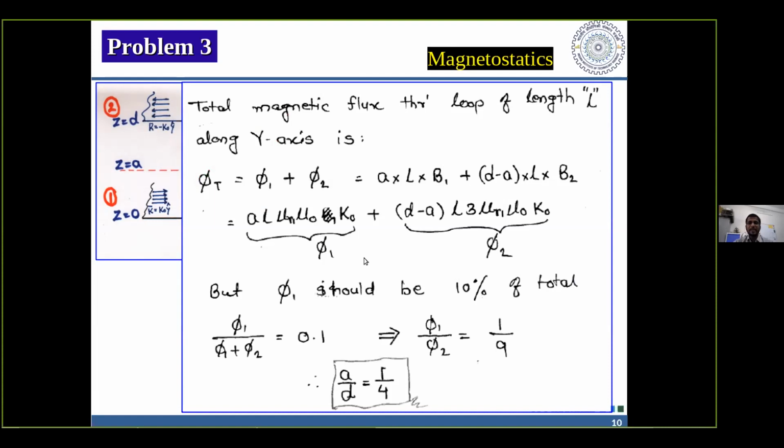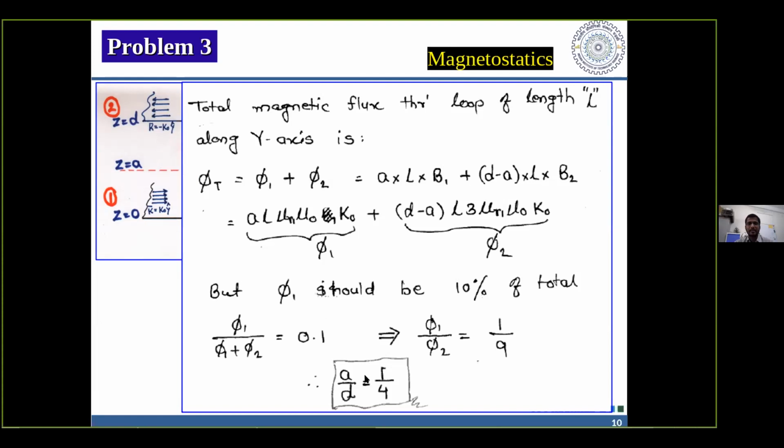So what is given? It is asked that phi 1 should be 10% of the total. So phi 1 over phi 1 plus phi 2 should be 0.1. If you substitute these terms in this formula, you will get phi 1 over phi 2 is 1/9. This means that phi 1 by phi 2 is 1/9, and then you substitute this quantity in this equation, you will get 1/4. So that is the answer.